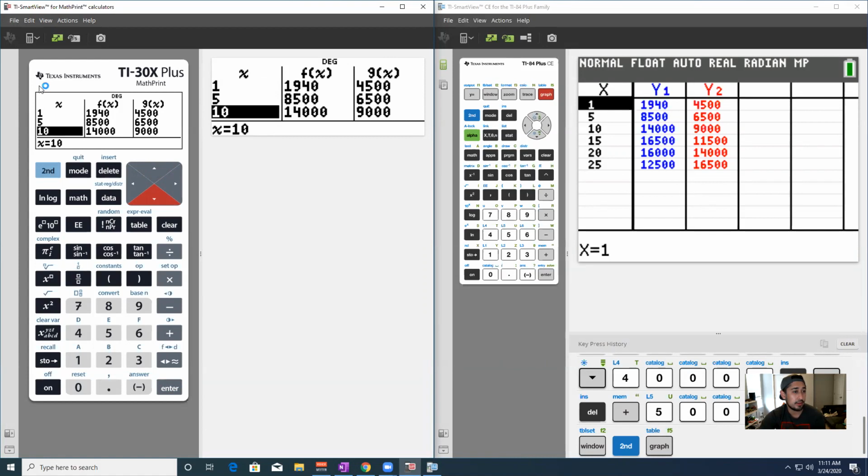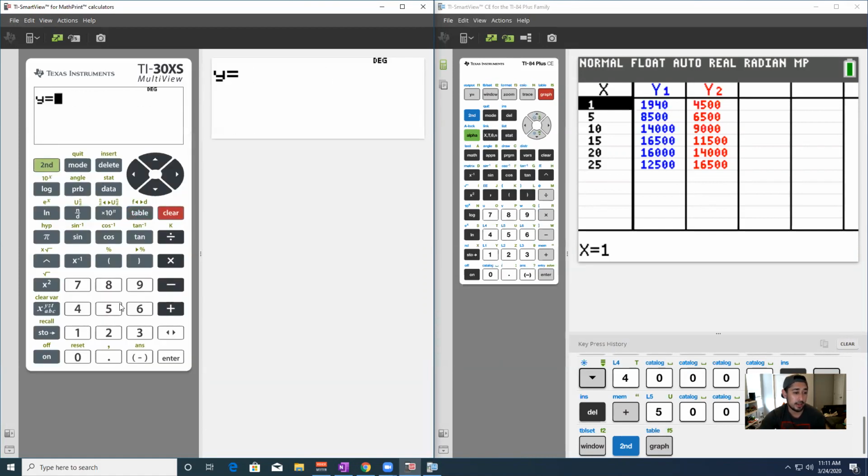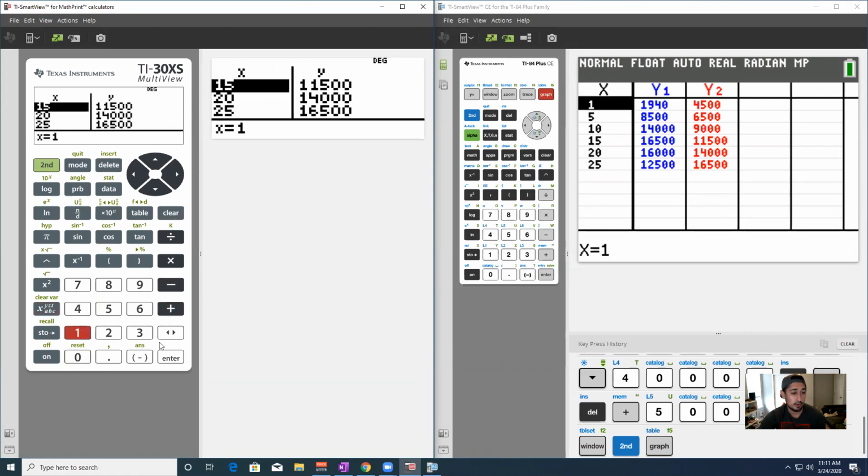If you don't, TI-30 multi-view, you have to hit table, clear this one out, type in the new function, 4,000 plus 500x, enter, enter, enter, enter, enter, and again, start over. 1, 5, 10, scroll up, overwrite, 15, you get the point from here. So now we have our values.